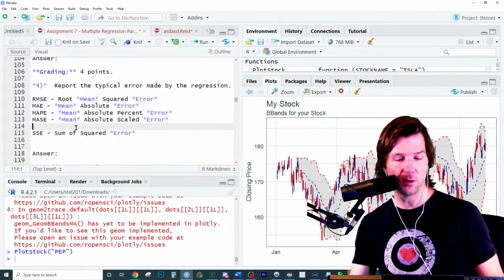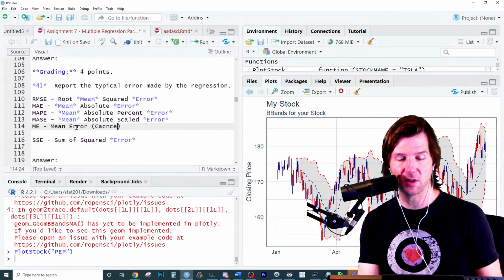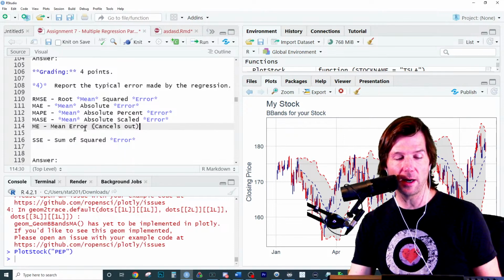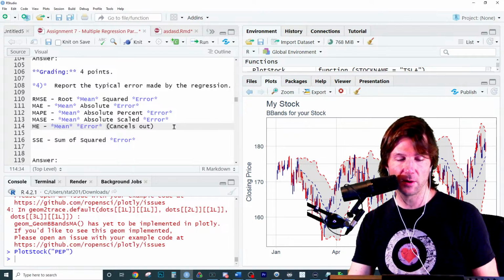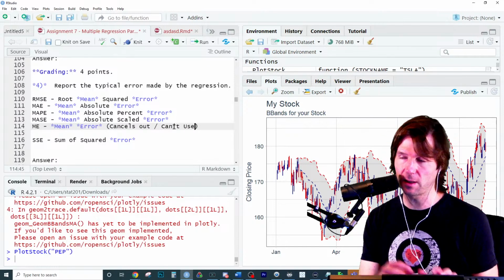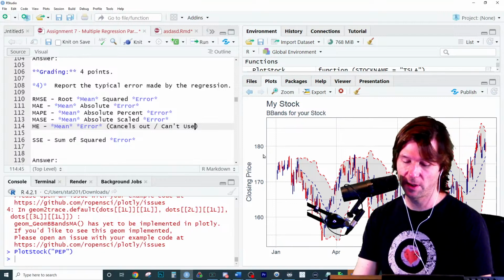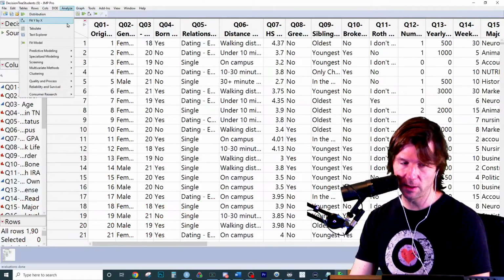Mean error can't be used, and that's what Meet's talking about right there. We can't use mean error because mean error cancels out, because some residuals are positive and some residuals are negative. So mean error would always be 0. So we can't use mean error, because the mean error of a model is 0, because points are above and points are below.